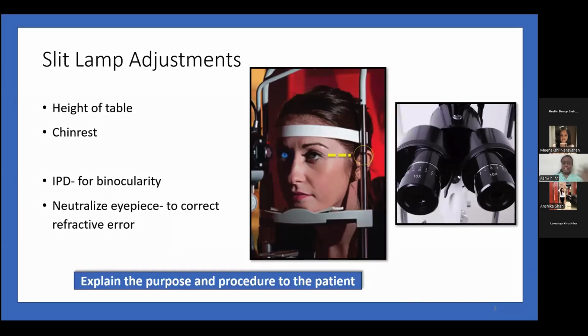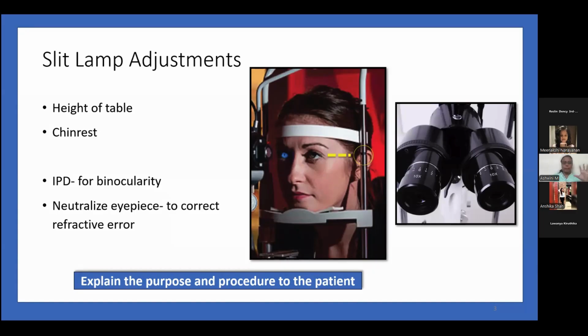So before we start the examination as such, I would like to insist on a few slit lamp adjustments. Again, I've observed that it is easily missed out. We just tend to make the patient sit in front of the slit lamp, place their head, and just start doing the slit lamp examination without making certain basic adjustments, which might give discomfort to the patient. And we might also sometimes miss out on a few important conditions.